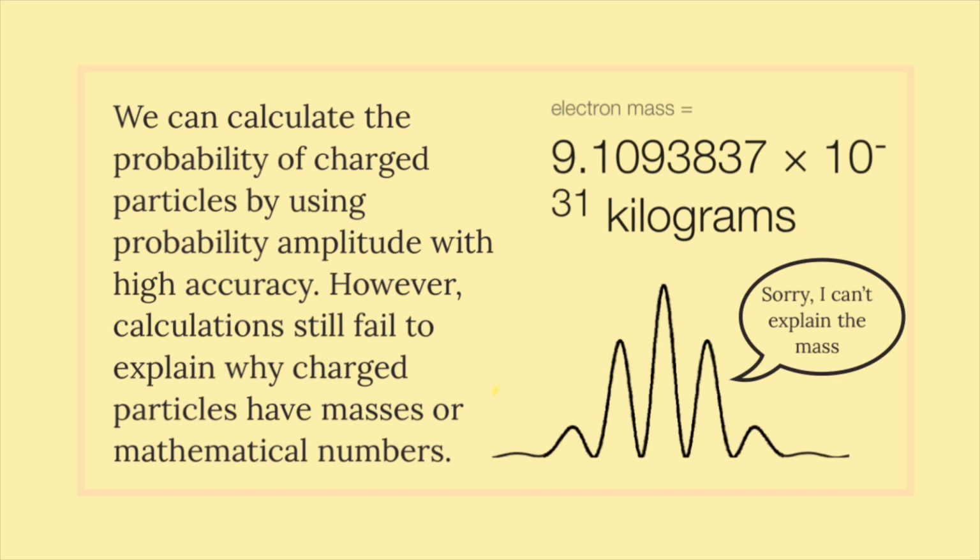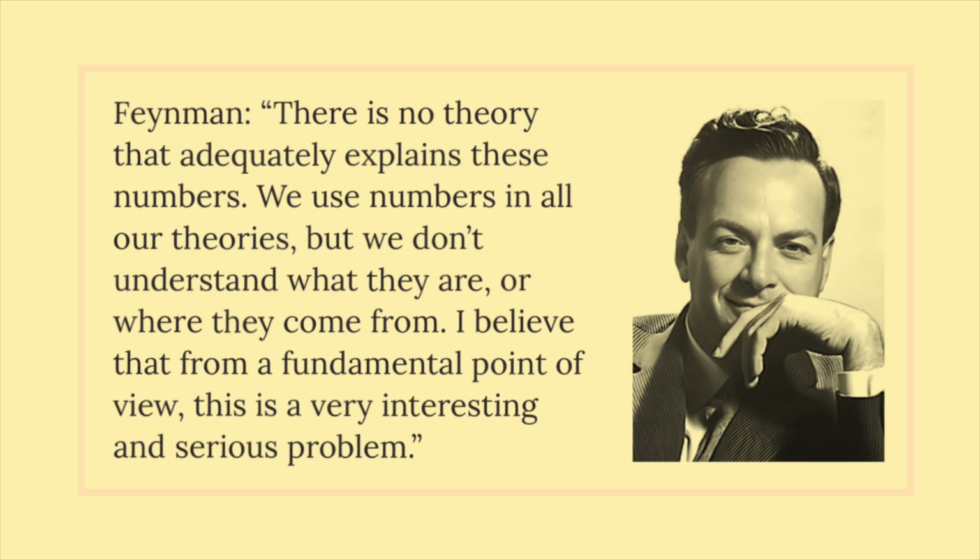We can calculate the probability of charged particles by using probability amplitude with high accuracy. However, calculations still fail to explain why charged particles have masses or mathematical numbers. Feynman: there is no theory that adequately explains these numbers. We use numbers in all our theories, but we don't understand what they are, or where they come from. I believe that from a fundamental point of view, this is a very interesting and serious problem.